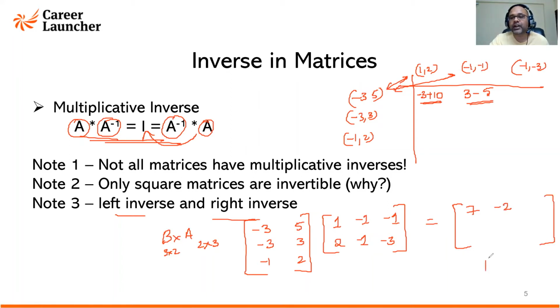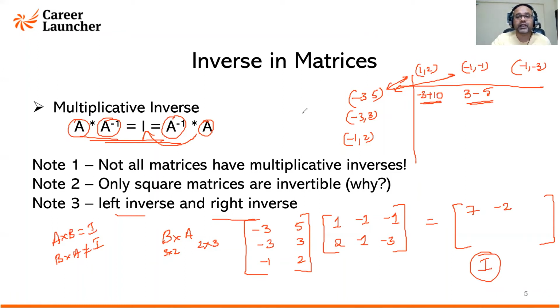Clearly, this is not an identity matrix. But when you did it as A into B, you got an identity. But when you do it as B into A, it is not an identity. Such a thing is possible. In this case, you will not call B an inverse directly. You will call it a left inverse or right inverse, depending upon which side you are multiplying it.